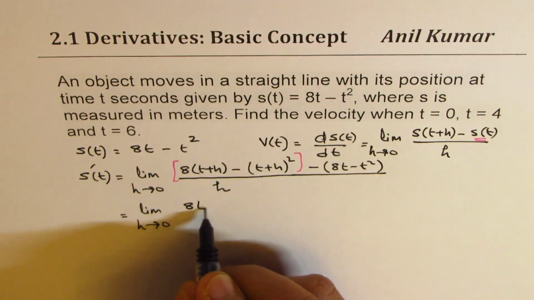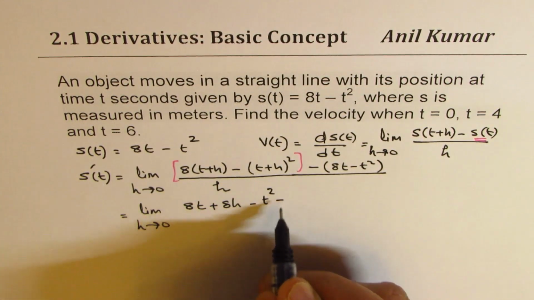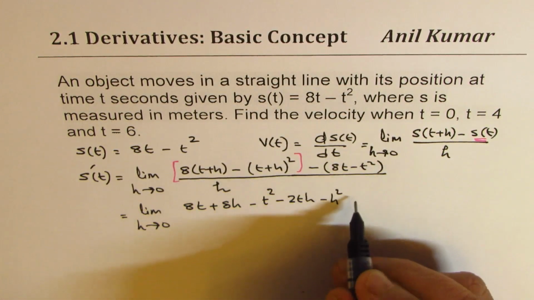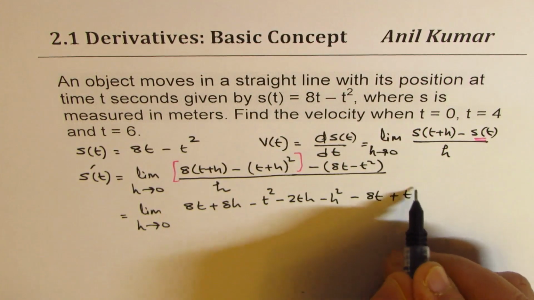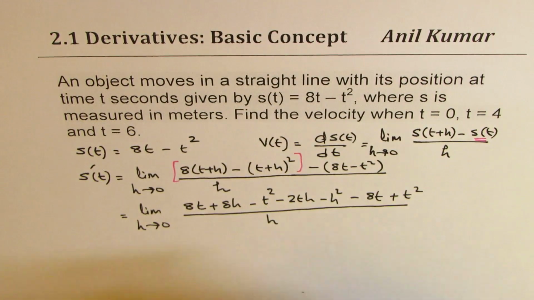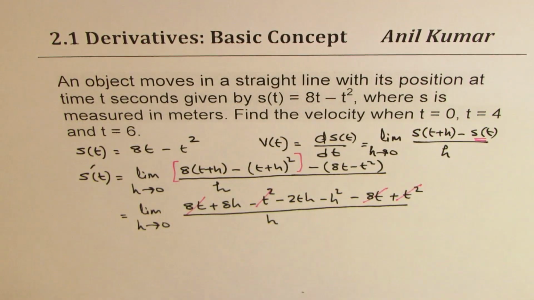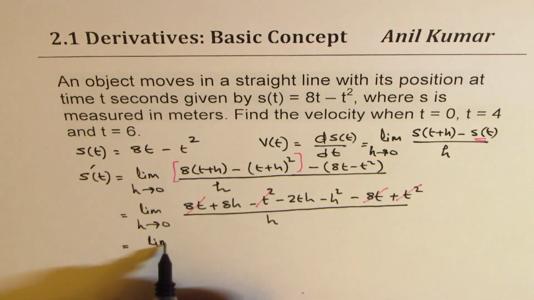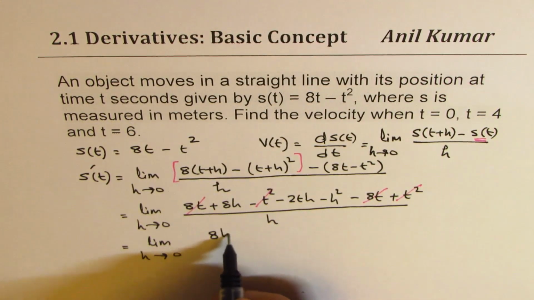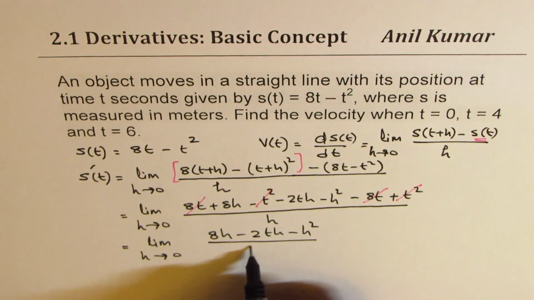So let's expand this. So we have 8t plus 8h minus, all terms with negative, t square plus 2th plus h square. And let's open this also. We get minus 8t plus t square over h. Correct? Now these two terms should cancel. Otherwise, there is a mistake. Okay? Remember that part. So we have limit h approaches 0. All terms are with h. Do you see that? We got 8h minus 2th minus h square over h.